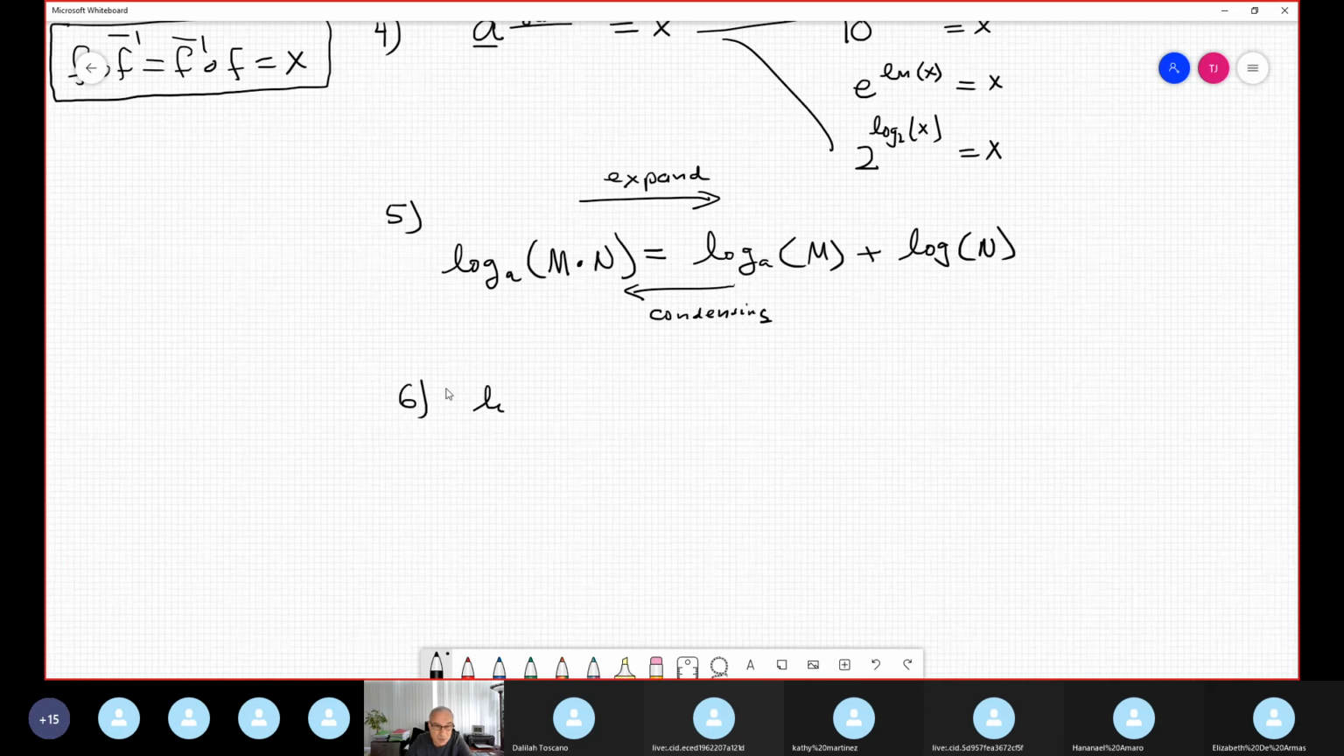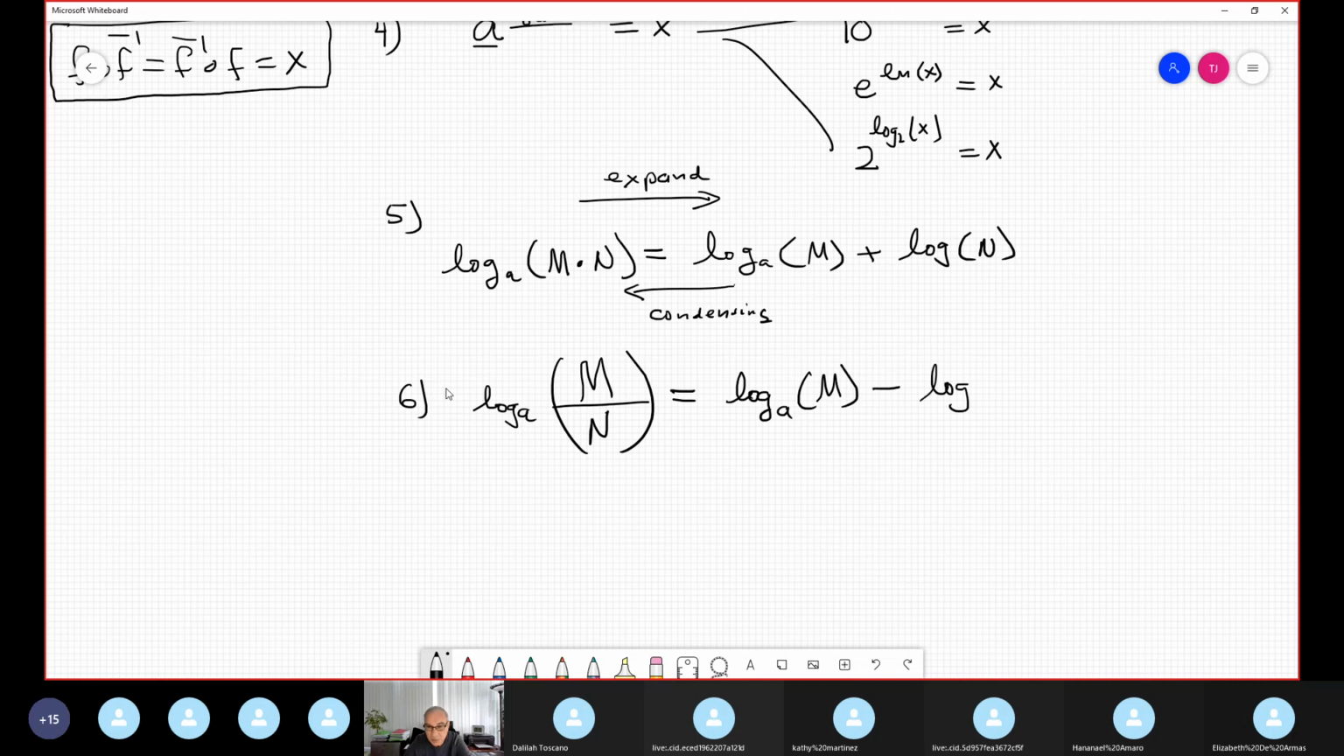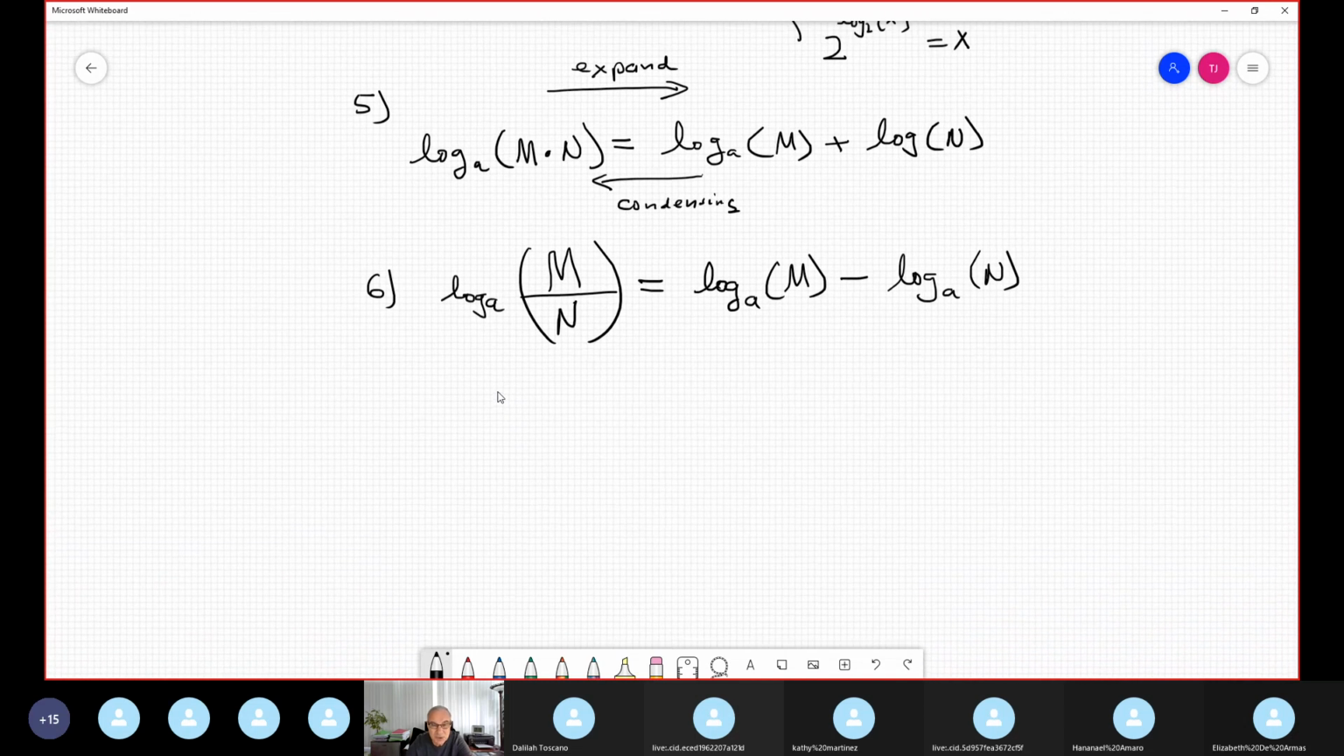Number 7 is when it's division. It's similar, but inside the argument you have a division of expressions. So when it's division, you're subtracting. You put the expression on the top like a positive, minus the expression at the bottom like a negative, subtraction. And this makes sense because, you know, the logarithm works as an exponent. And you remember the rule of the exponent: when it's multiplication, it's addition of the exponents; when there's division, it's subtraction.